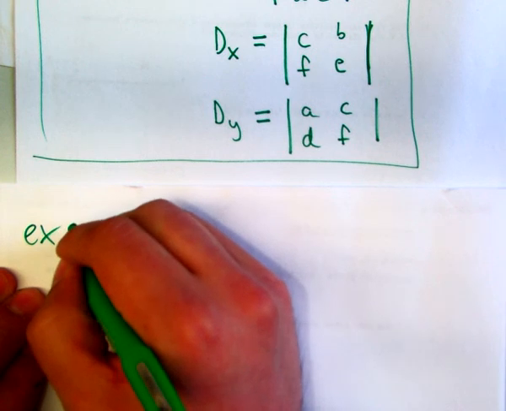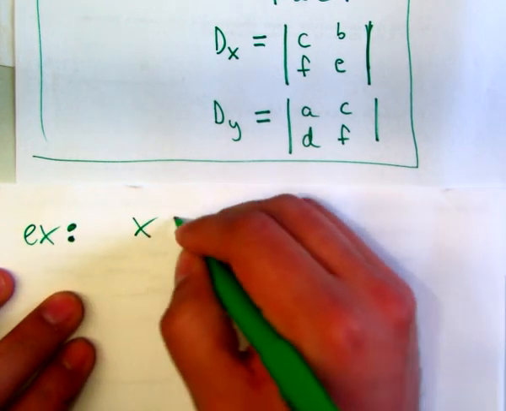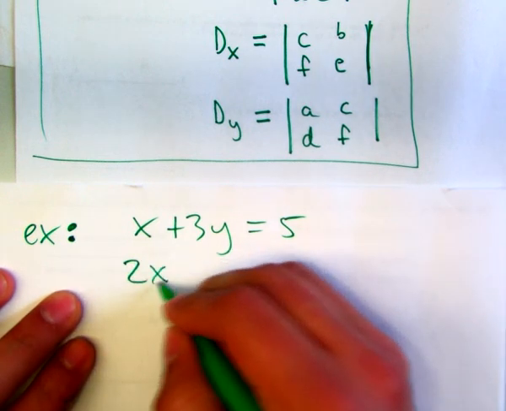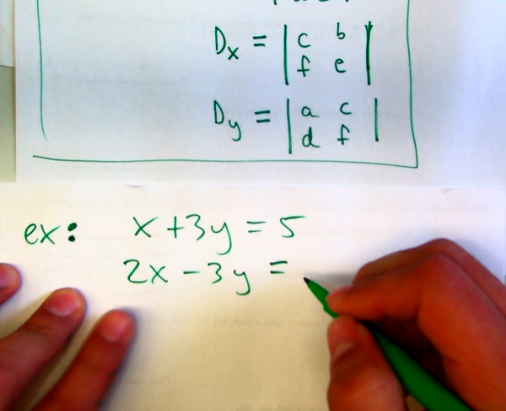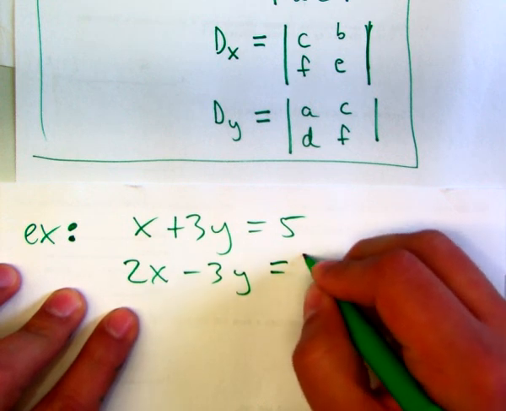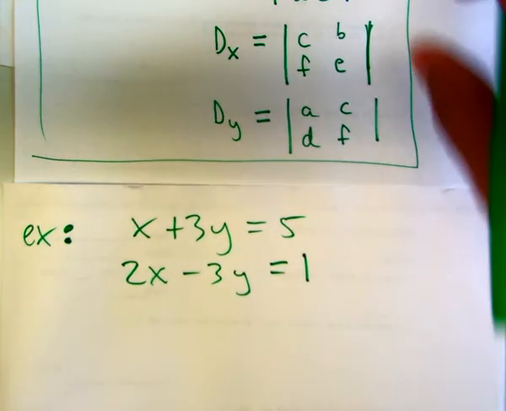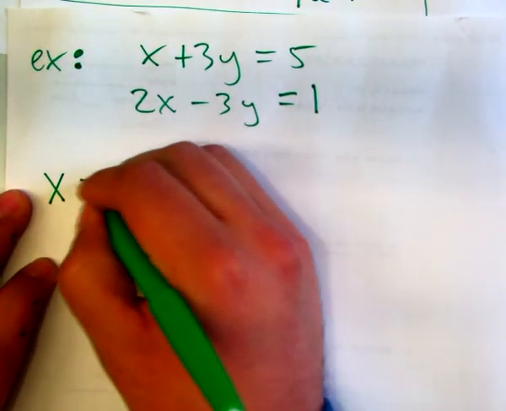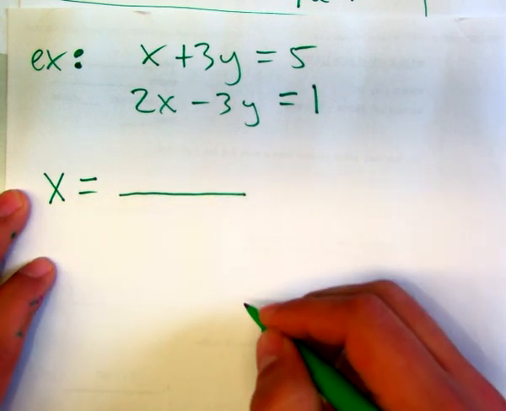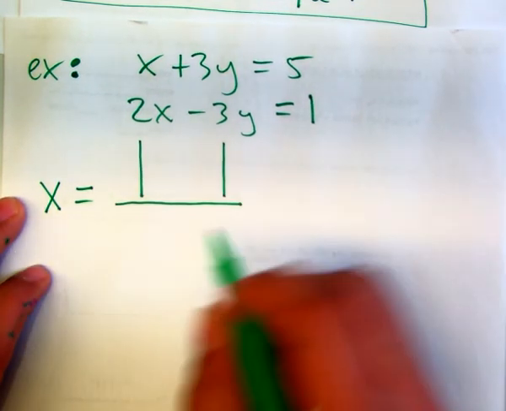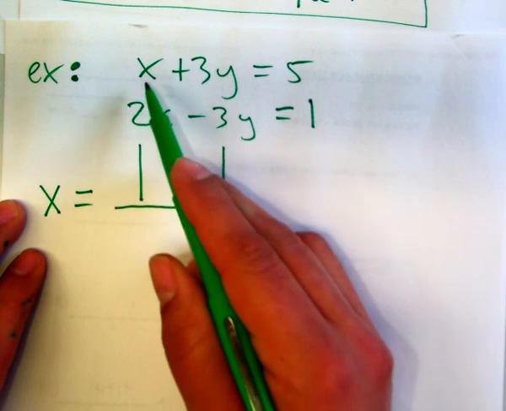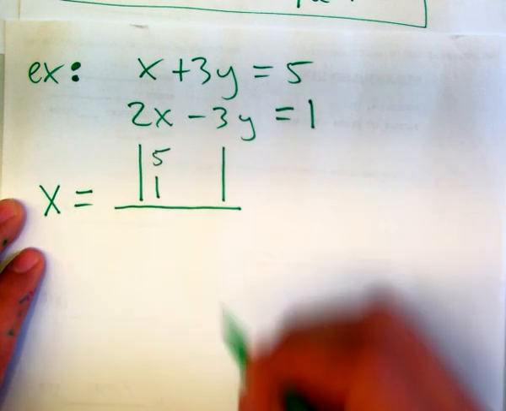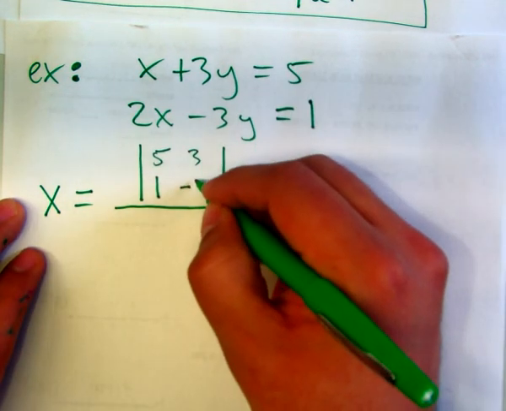We'll do another one that's got an easy answer, like x plus 3y equals 5, 2x minus 3y equals 1. Okay? According to Cramer's rule, I'm just going to do a little fraction on the top. If I'm looking for x, I don't use the x column. What do I use? 5 and 1. And then the y column stays 3, negative 3.